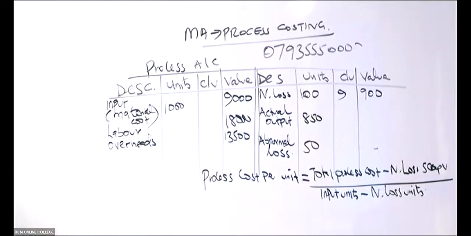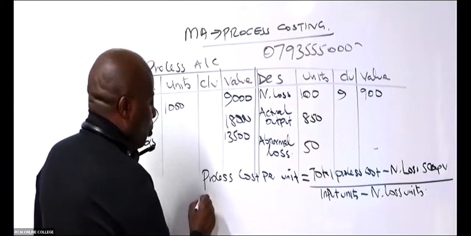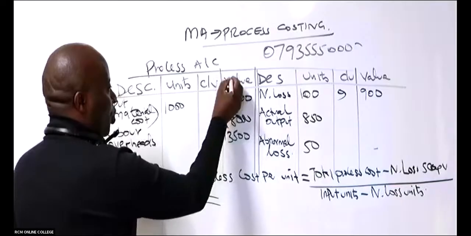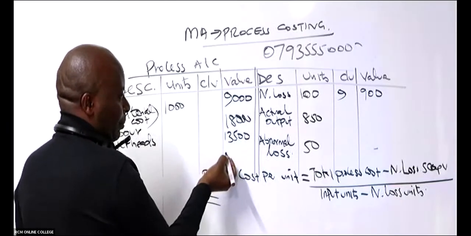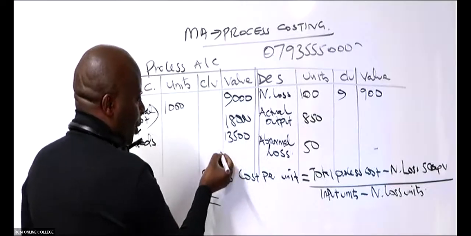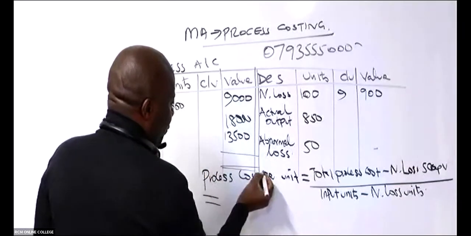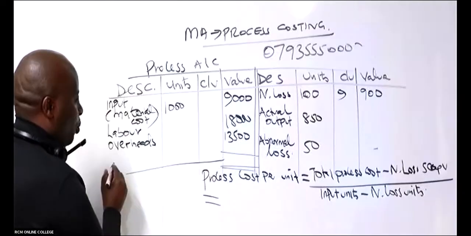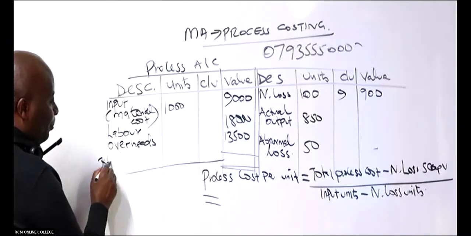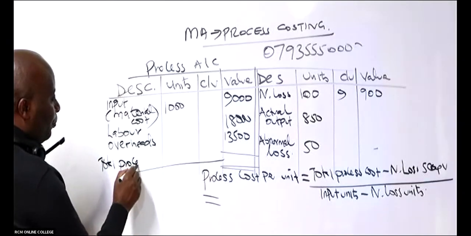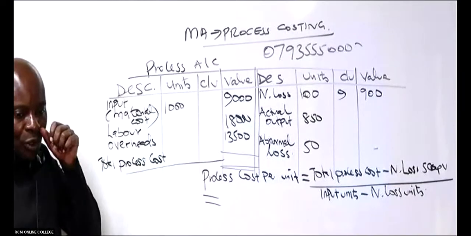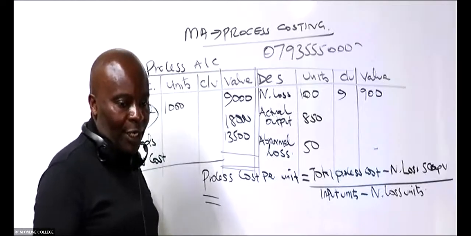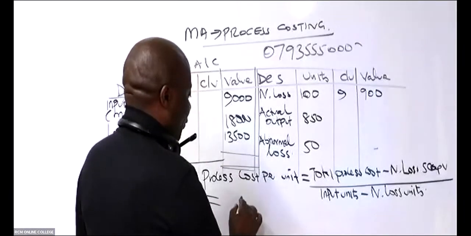So in this case, can somebody give me the total process cost? Total process cost, you add these expenses on the debit side. Add all of them. Anybody who is able to give me this figure? This will be the total process cost. I'm being told the total process cost is 4,500.